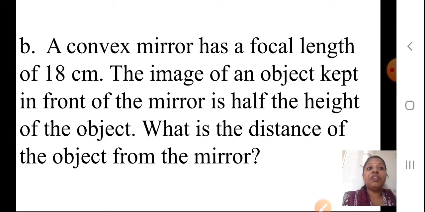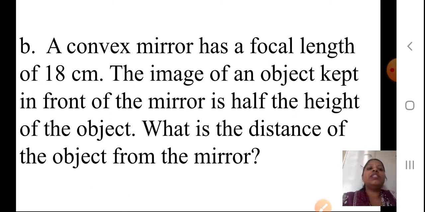A convex mirror has a focal length of 18 centimeter. Now here it is a convex mirror. The image of an object kept in front of the mirror is half the height of the object. What is the distance of the object from the mirror? So we have to now calculate the distance of the object.